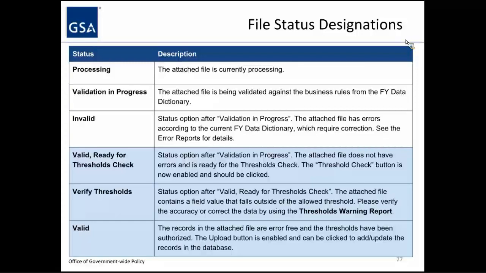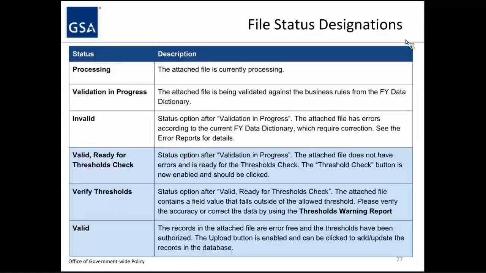The attached file is being validated against business rules for the fiscal year data dictionary. Once we've completed that step, if you get an Invalid, this means that the file has errors in it and the data business rules have failed. You'll need to go back and correct these errors as the agency admin or a data submission user. Make sure you're referencing that data dictionary to correct all the errors. You can correct them directly in the system by running an error report, which we're going to go over a little later. If you correct the file outside of the system, like in that original file on your computer, it will need to be reattached and go through this process again.